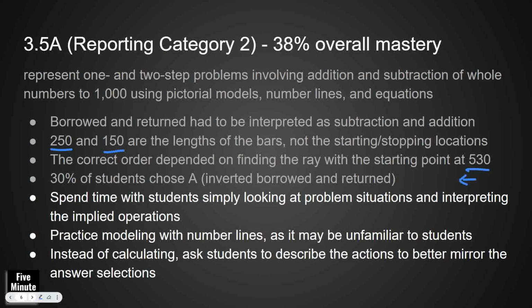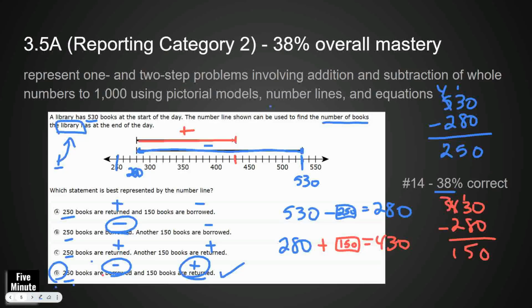And then we had 30% of our students choose A. So they just inverted that. So you had the feeling that they kind of knew what was happening, but instead of returning meaning adding, they inverted it. They wanted to do the returning first, and borrowing, they wanted to do second. So the words got switched, which means they ended up inverting the order of the operations.